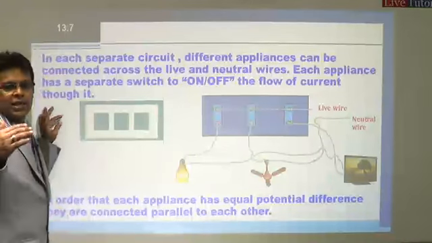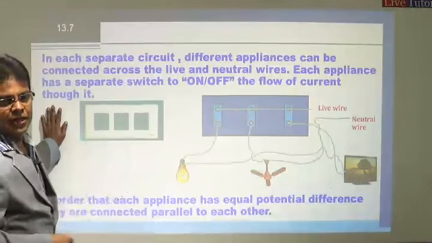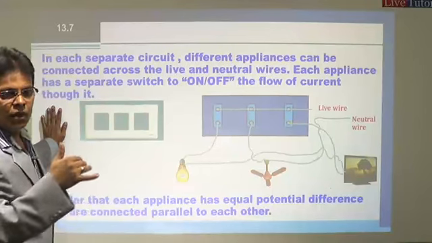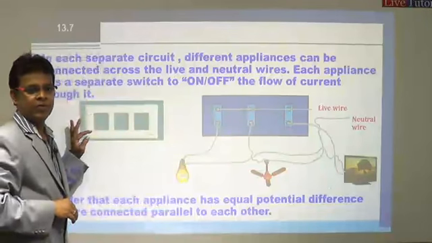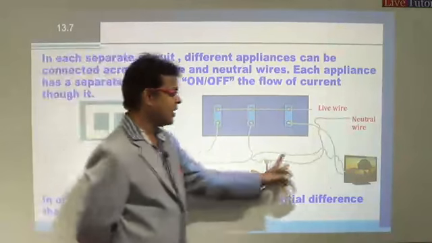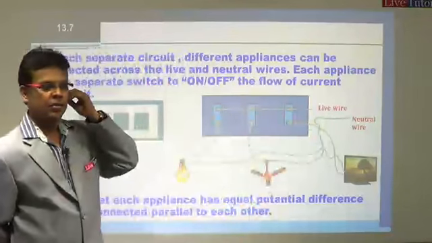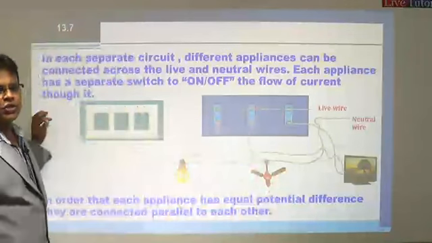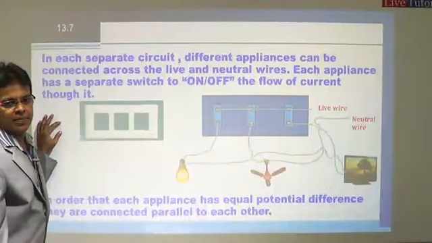Now, why should each appliance be connected this way? It is what we call a parallel connection. When you connect the appliances in parallel, the voltage through each will be the same. Potential difference will be the same, right? So if it is a series connection, what will happen? The bulb will be connected to the fan, the fan will be connected to the TV, and the TV only will be connected. One switch is enough for a series connection. But we have 3 switches, so that all the 3 are connected across 3 switches, which is called a parallel connection. In the parallel connection, the potential difference will be the same.